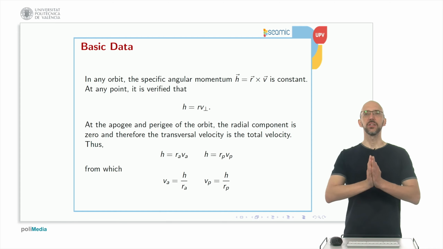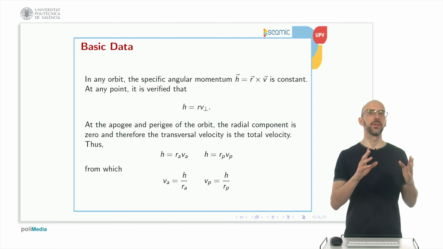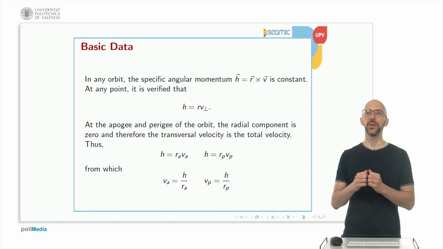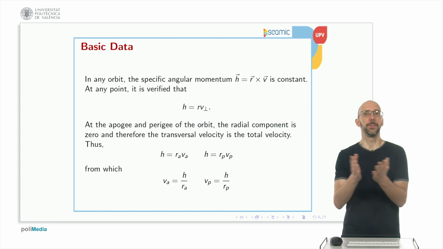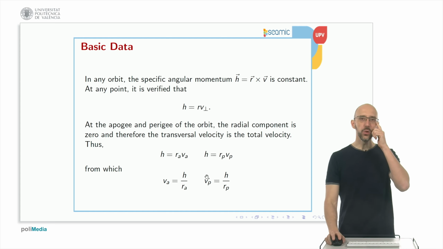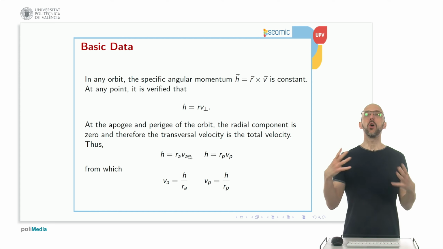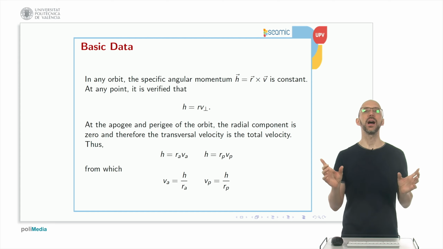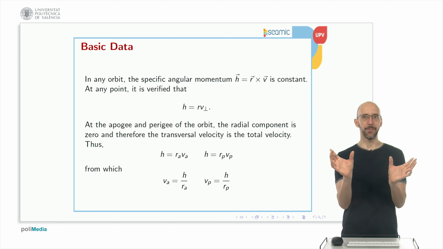Perfect. If h is constant, I'm not going to work with vectors. I want to work with modulus and magnitudes. So what do we have here? If we are orbiting in an elliptical orbit, we have two important numbers.